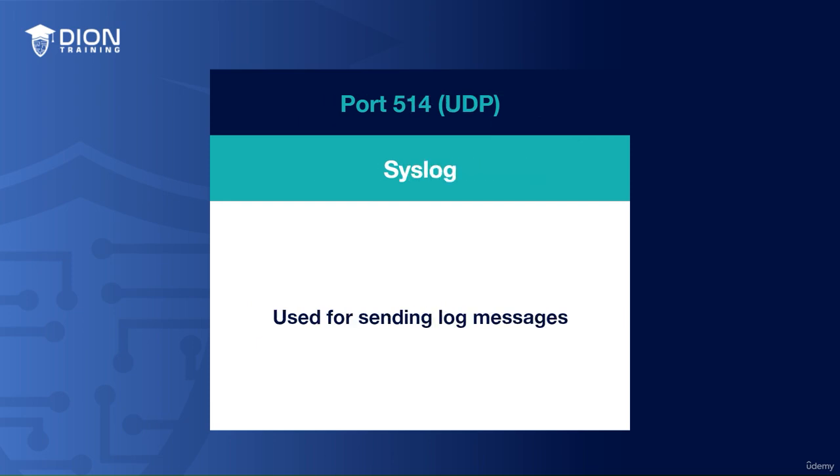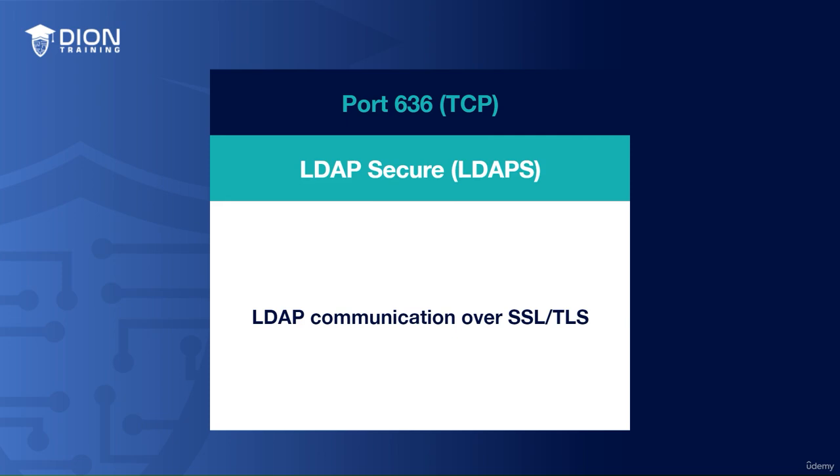Next, we have port 514. Port 514 is used for syslog, and it's a protocol for sending log messages, and it operates over port 514 using a UDP connection. Next, we have port 636. Port 636 is used for LDAP Secure, or LDAPS. This allows us to have our LDAP directory communications happening over an SSL or TLS connection that is encrypted and operating over port 636 using a TCP connection.